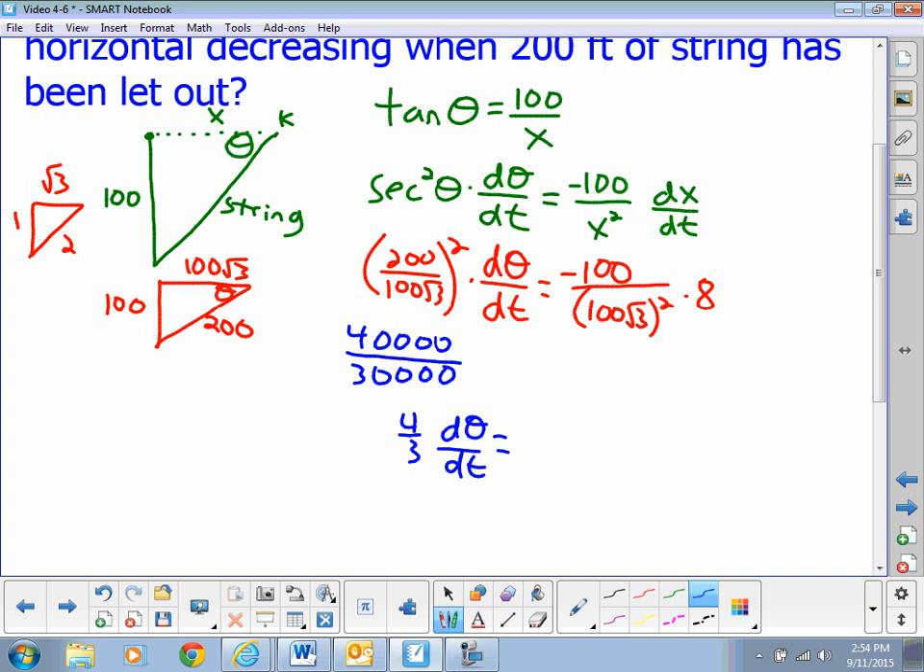When we square the 100 square root of 3, we already know from before that's 30,000. We have minus 100 on top. You can cancel out 2 of the zeros. So that's really negative 1 over 300 times 8. So that's negative 8 over 300.